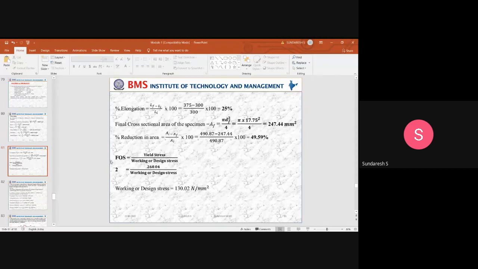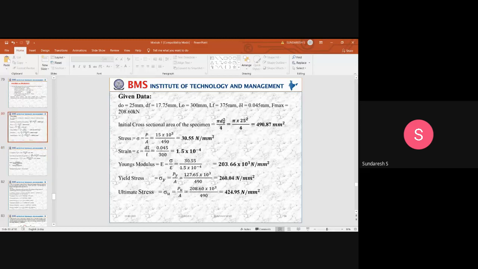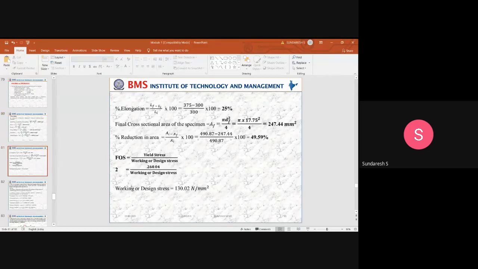And the last thing is the safe or design stress. We know from the definition of factor of safety, it is the yield stress divided by the working stress or design stress. They have given the factor of safety as 2 and the yield stress as 260.04, which we have got here. From this, you can easily get the working or safe stress or design stress, which is equal to 130.02 Newton per millimeter square. This is the final answer you are going to get.